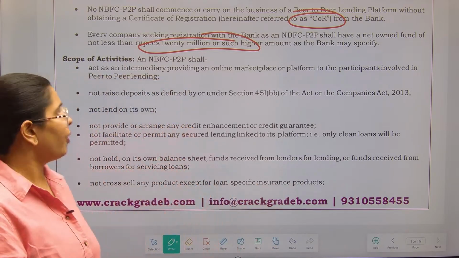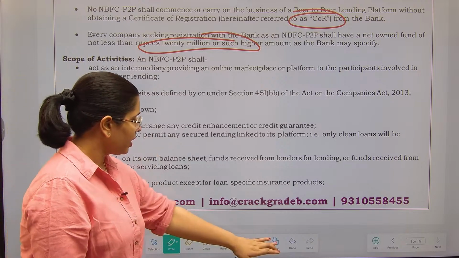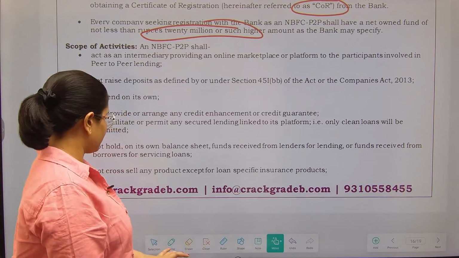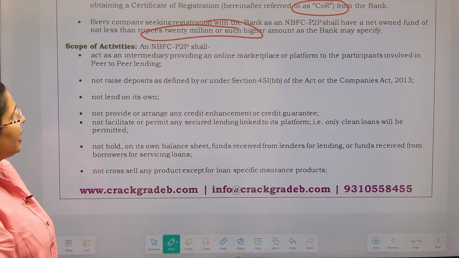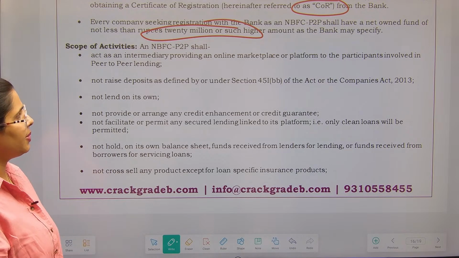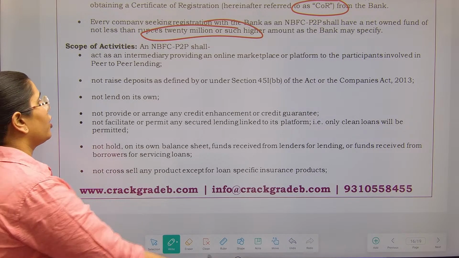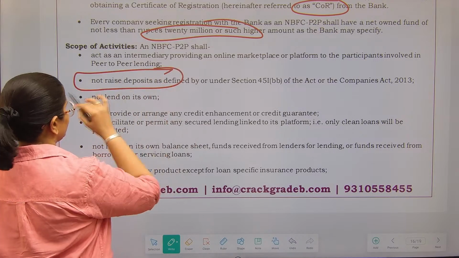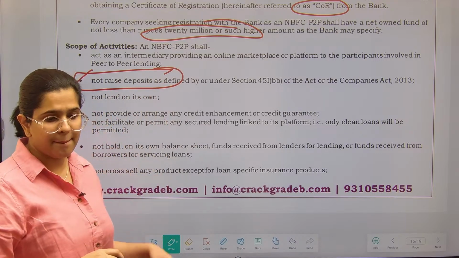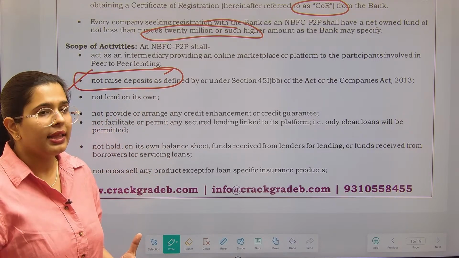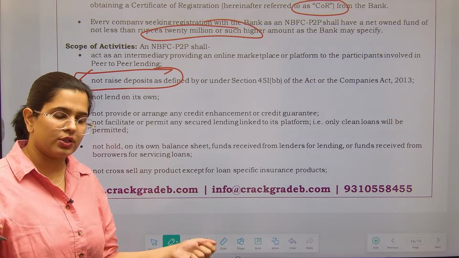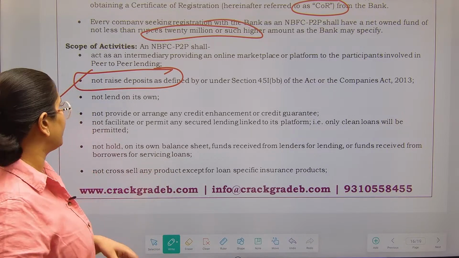Next we have the scope of activities. Let's talk about it. An NBFC P2P shall act as an intermediary providing an online marketplace. Okay, we understand that. They are not going to raise deposits. That is not allowed because they have to act as a matching platform, right? That is matching lenders with the borrowers.